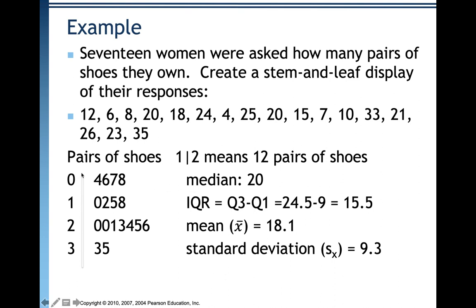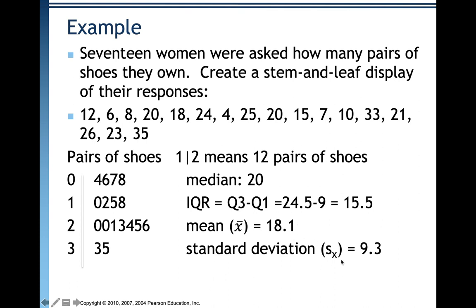All right. Stem and leaf displays make it very easy to count to the middle data value, which is 20. And then it's easy to count to the middle data value of the lower half and get that Q1 is 9. And then find the median of the upper set of data, which is 24.5, and subtract to get your IQR. The mean, you would add all these up and divide by 17, and you're going to get 18.1.